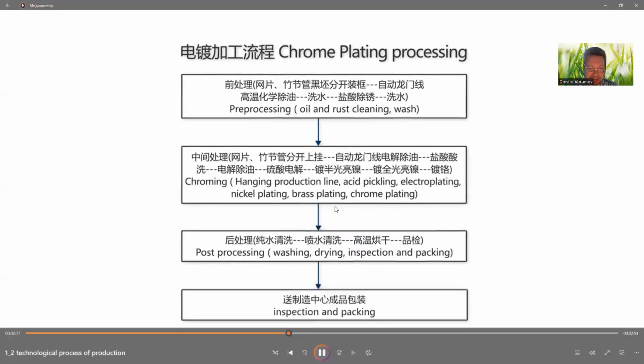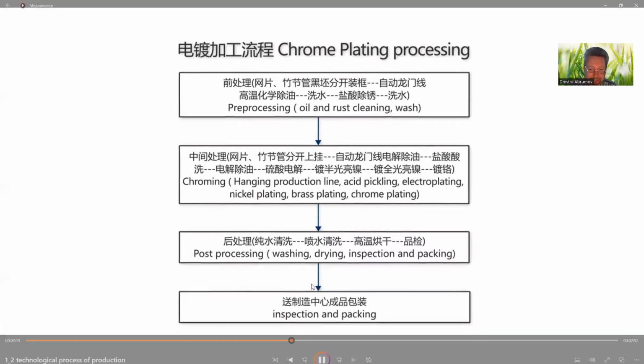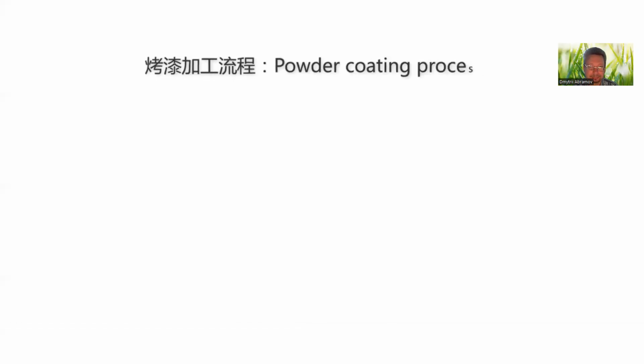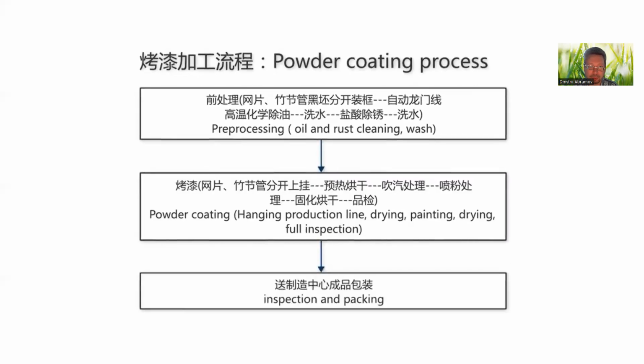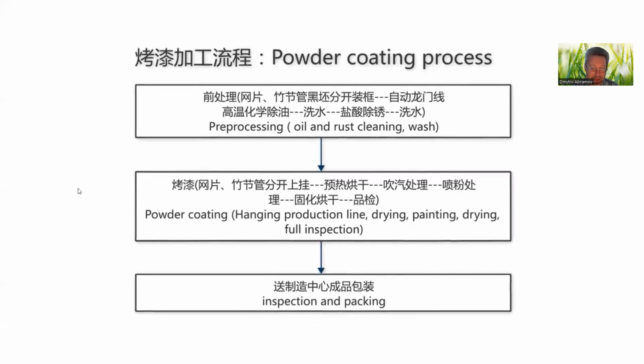Chrome plating processing. The parts of chrome plating processing: pre-processing, chroming, and post-processing. And the last type of technological process is inspection and packing. Powder coating process: pre-processing, powder coating, and inspection and packing.